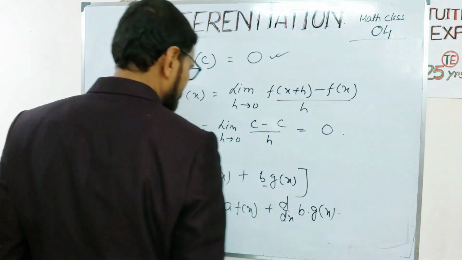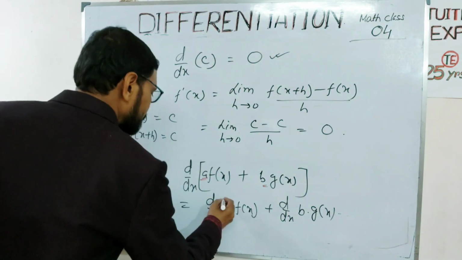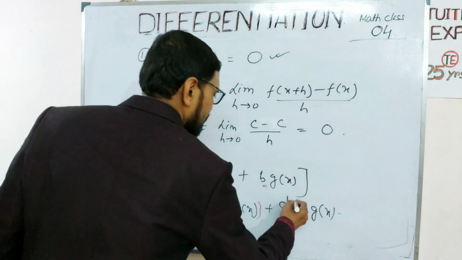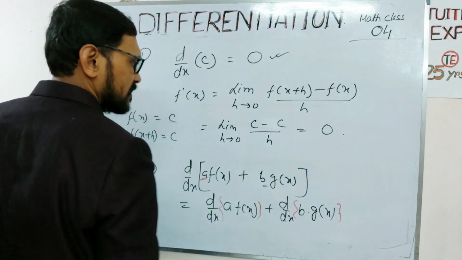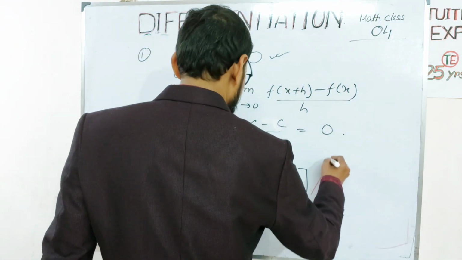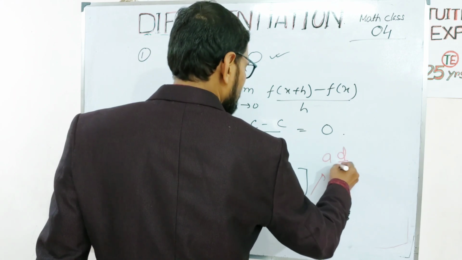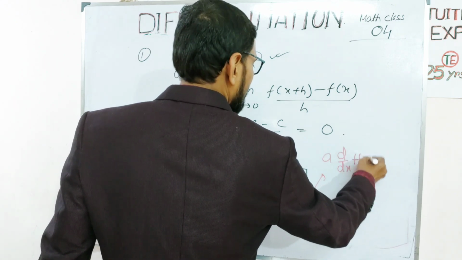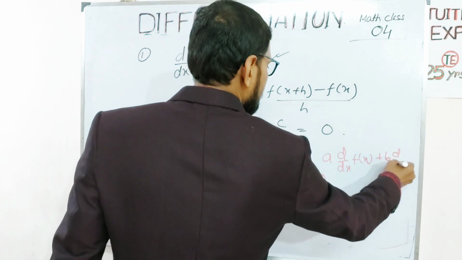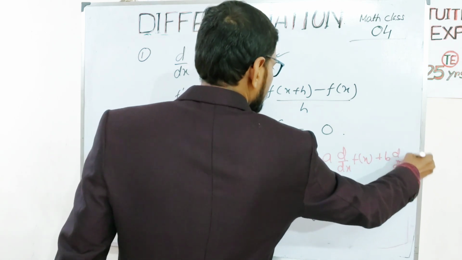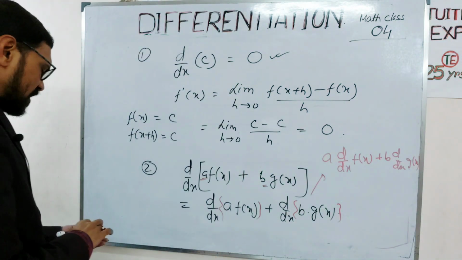So the constant terms come outside. So this result will be a into d by dx of f x plus b into d by dx of g x. The constant term will be outside.